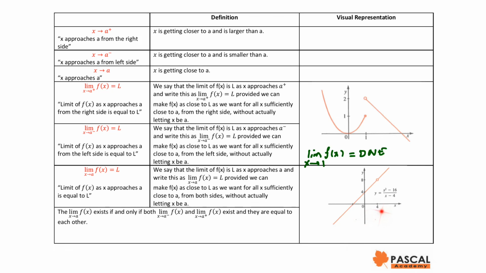In this example, whether x approaches 4 from the right side or the left side, f of x approaches 8. When x is around 4, f of x is around 8. Therefore, the limit of f of x as x approaches 4 is 8.